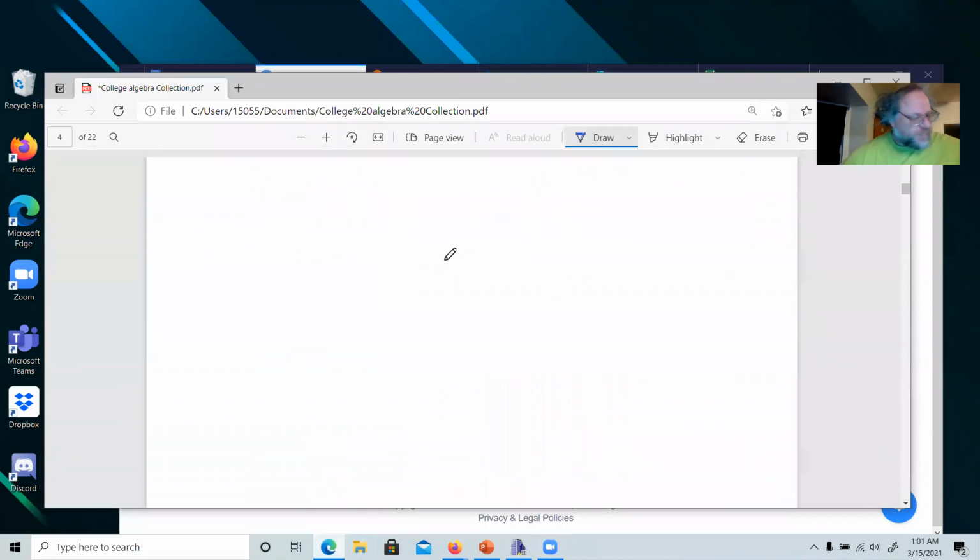So we're going to do a different example. We're going to look at y is equal to -1/4 x squared plus 2x minus 2.